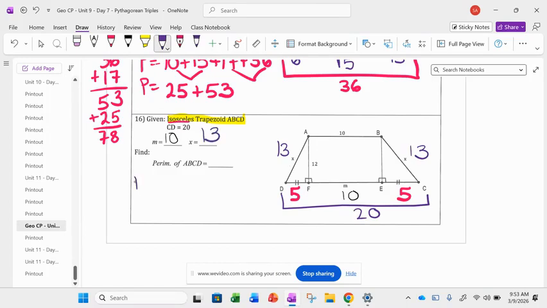Now the perimeter. So the perimeter is going to be 13 plus 10 plus 13 plus 20. I'll add the 13s together first. 13 plus 13 is 26. 10 plus 20 is 30. So our perimeter is 56.